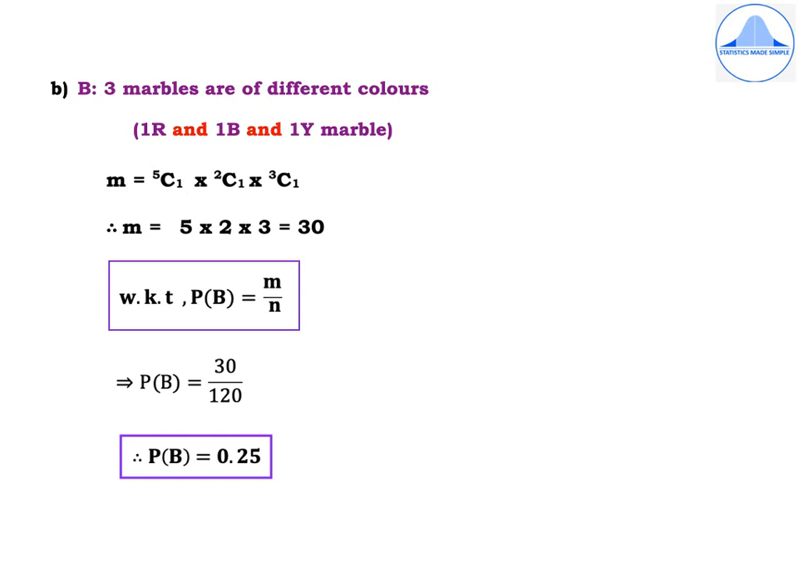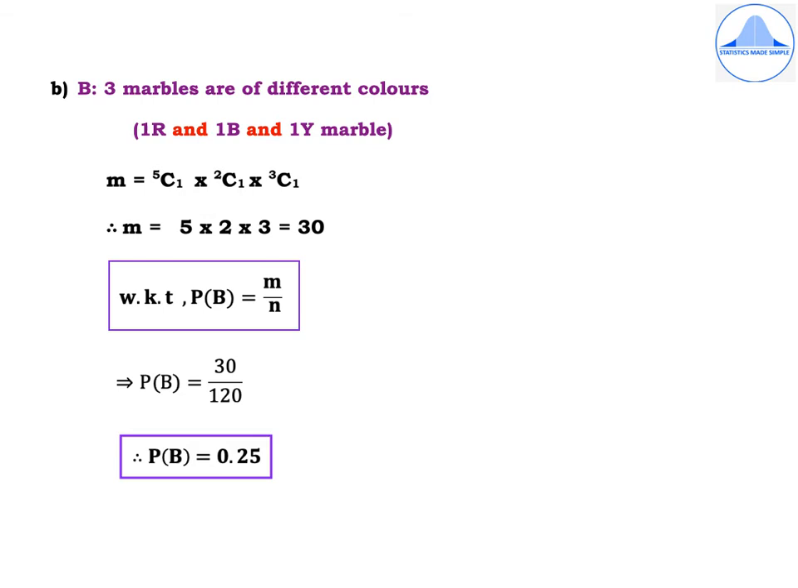Subdivision B. Define event B as 3 marbles are of different colors. 3 marbles of different colors means it is one of each color. So we can pick 1 red and 1 blue and 1 yellow marble. And here is highlighted in red color. And whenever we have the word and, it means we have to multiply.